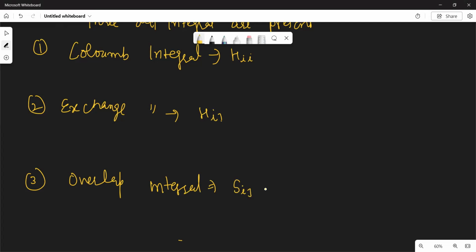Okay, or S_ij. So here i may be equal to j, or i may not be equal to j. This H_ii represents the Coulomb integral, which is equal to the integration of psi_i H psi_i. In this derivation, this is equal to H_AA or H_BB. So the same nuclei are present here.